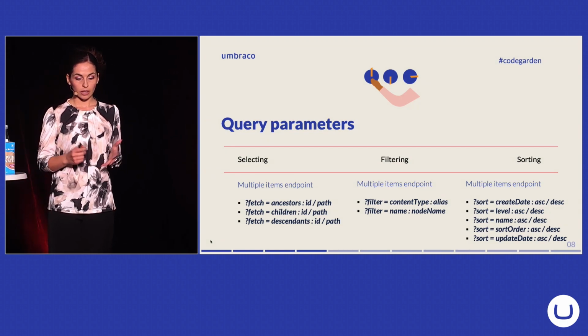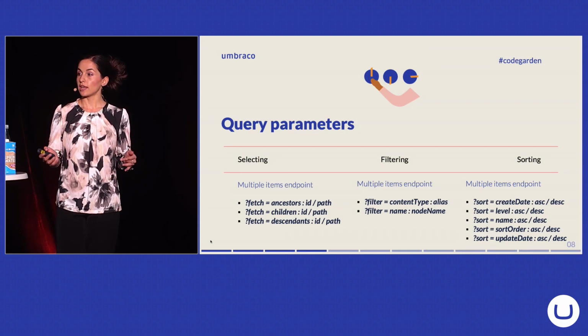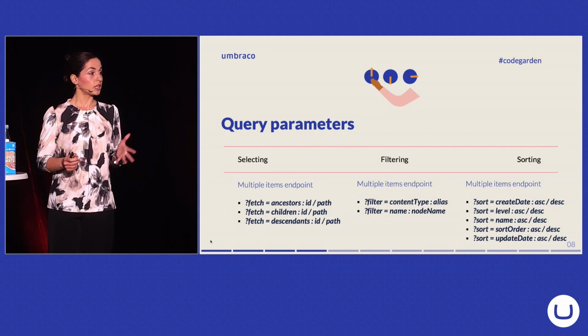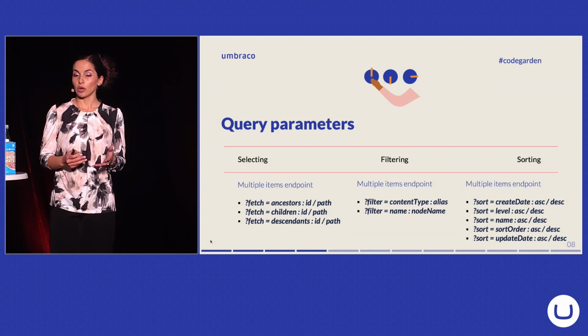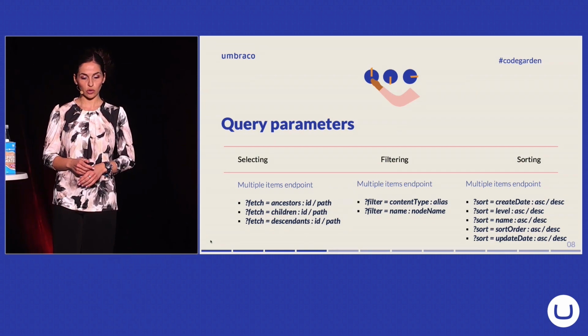We can add a filter parameter to filter by a specific value, such as a filtering option based on a content type alias, for example. There will also be different sorting options, like create date, name, or update date, to sort your content in ascending or descending order.